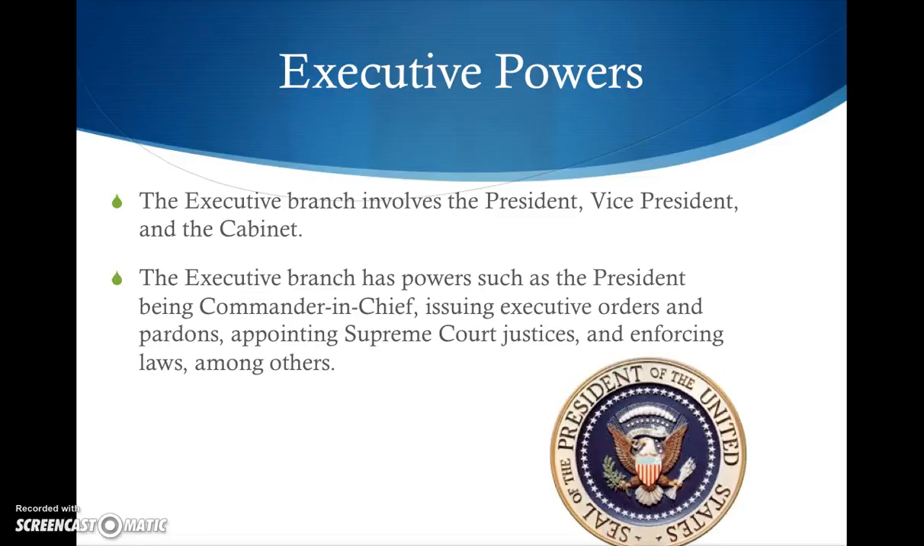He can also issue executive orders and other things like pardons. They can appoint the Supreme Court justices, and it is also their duty to enforce all laws in the land, no matter how they may feel about the laws. It is, in the end, their job to make sure every law is enforced and carried out to the fullest. And these are just a sampling of the powers that the executive branch holds in our government.